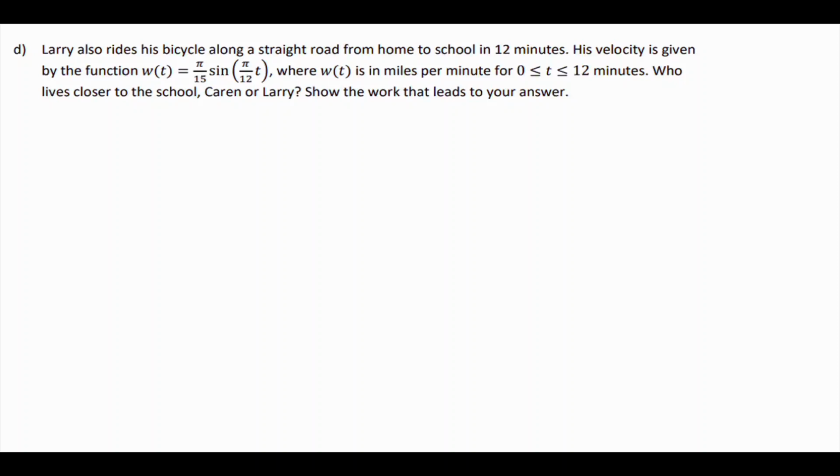Okay, so this one says Larry also rides his bicycle along a straight road from home to school in 12 minutes. So he takes the same amount of time as Karen does. His velocity is given by the function W of t, where W of t is in miles per minute, for the interval 0 to 12 minutes. Who lives closer to the house, Karen or Larry? Show the work that leads to your answer.